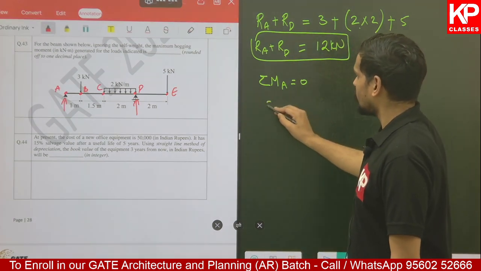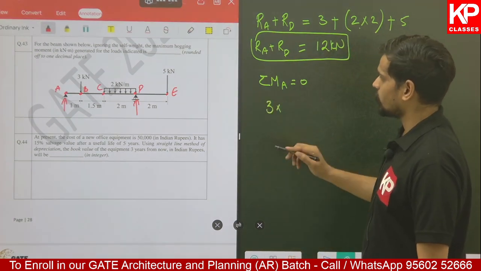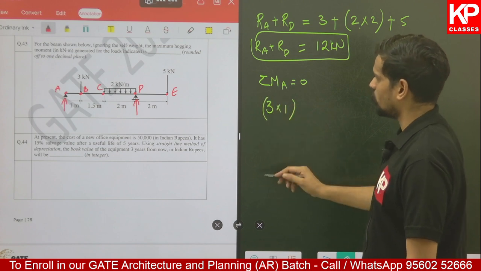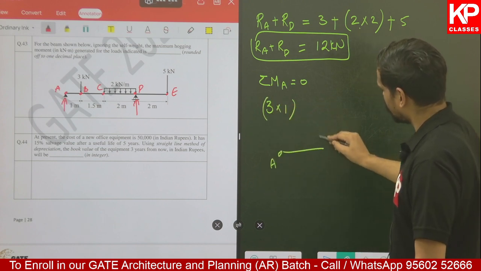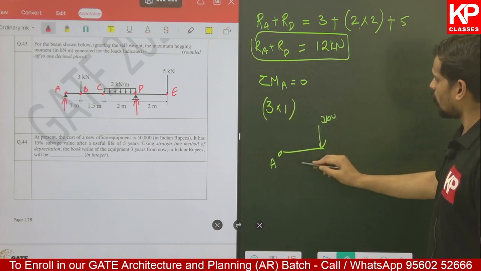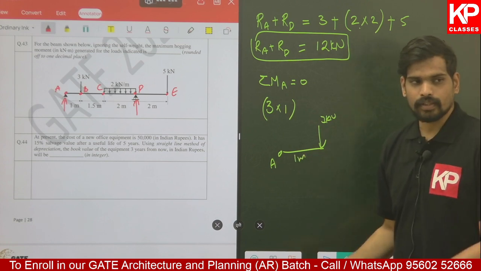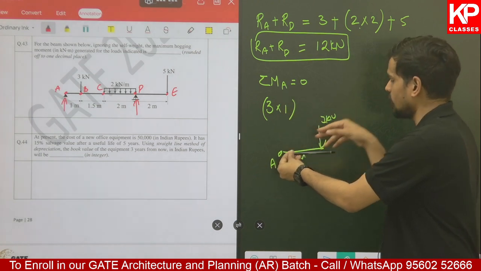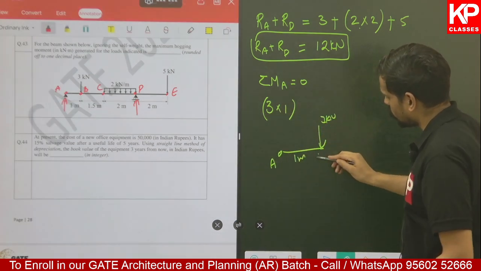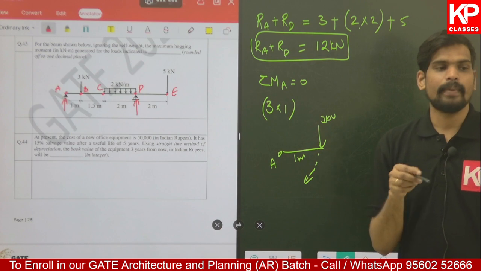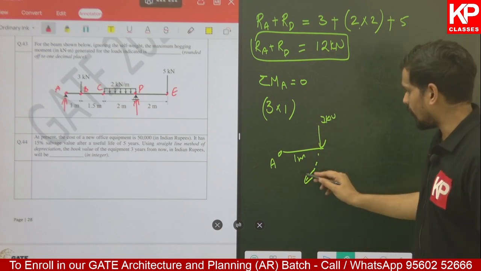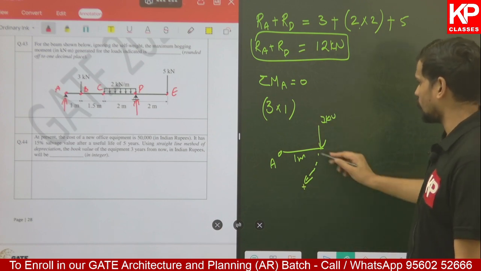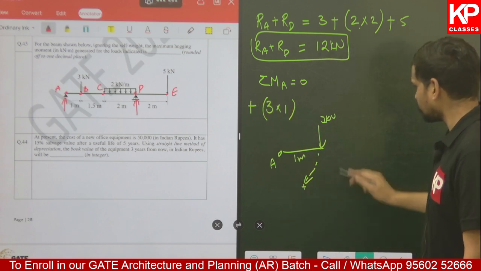So starting with the 3 kN force, 3 kN multiplied by 1 meter. So point A is over here. The 3 kN load is acting from the top from a perpendicular distance of 1 meter. So this is the support, or this is the reference section. The load is acting from the top, so the type of moment it will create will be a clockwise moment. And always clockwise moments are taken as positive. So this will be plus.